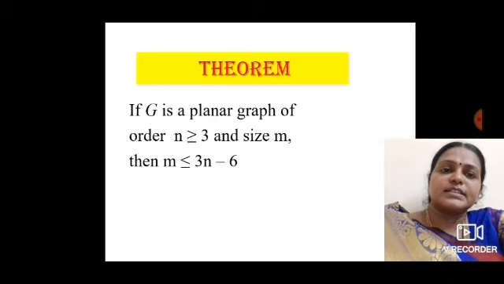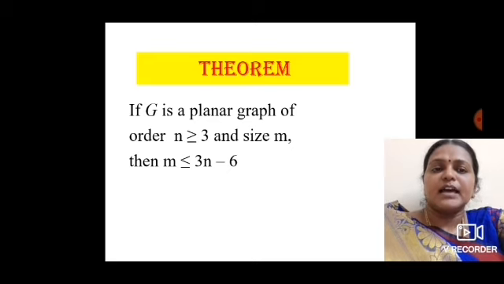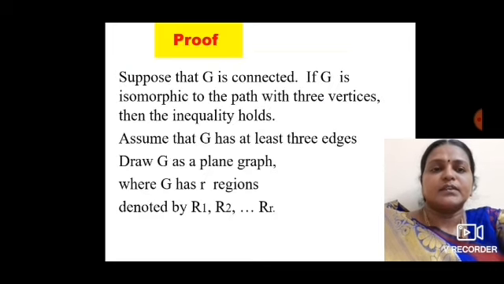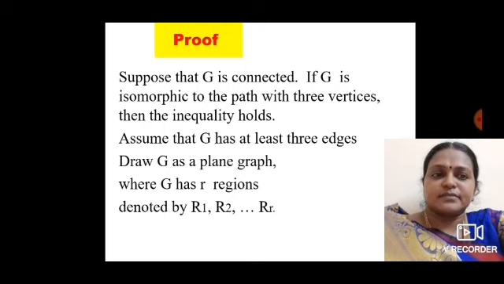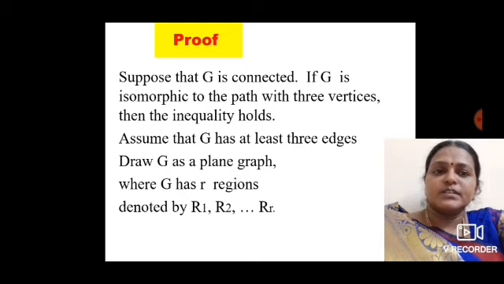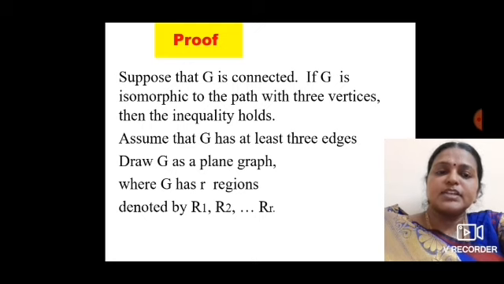Now let's go for the next theorem. If G is a planar graph of order n greater than or equal to 3 and size m, then m is less than or equal to 3n minus 6. Suppose that G is connected. If G is isomorphic to the path with 3 vertices, then the inequality holds. Assume that G has at least 3 edges.